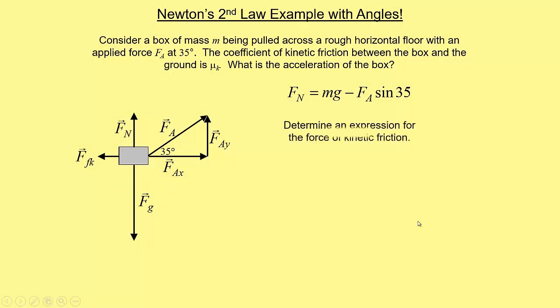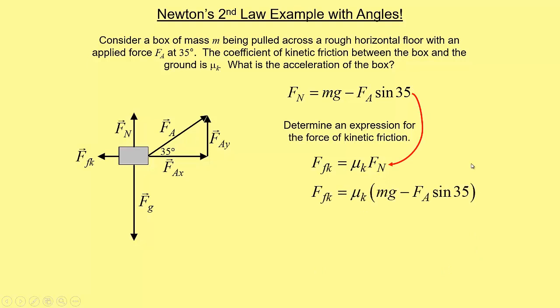Next thing we need to find is an expression for friction. This is going to factor into how much the box accelerates horizontally, right? But we can do that fairly quickly because remember that after our friction lab, we now know that the force of kinetic friction is given by the coefficient of kinetic friction, mu sub k, times the normal force. And we have an expression for the normal force right there. So we just multiply it by mu.